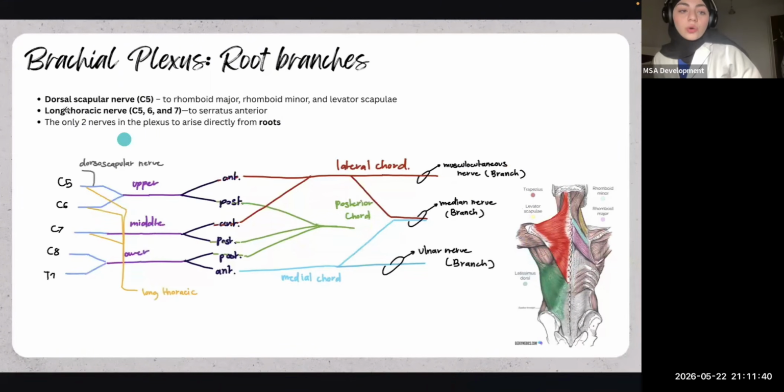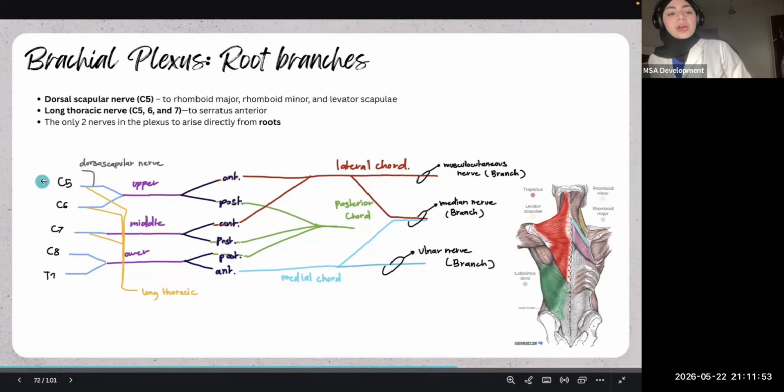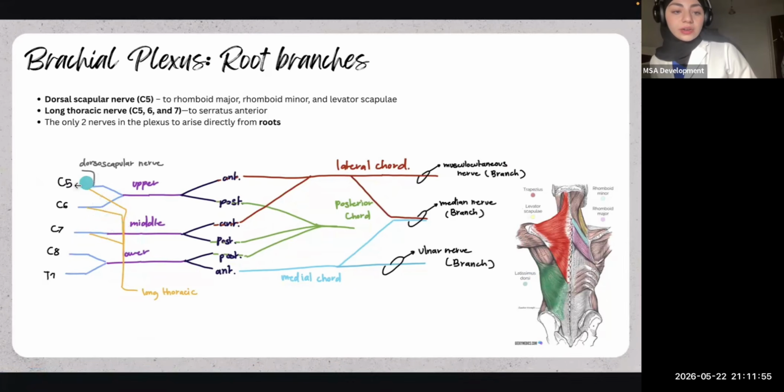Then we're going to go on to the long thoracic nerve, and we also discussed it. It's going to be lateral to the breast, walking alongside the lateral branch of the axillary artery. And this long thoracic nerve, observe how C5, C6, and C7 are all going to converge into one nerve, right? And it's going to go and supply the serratus anterior.